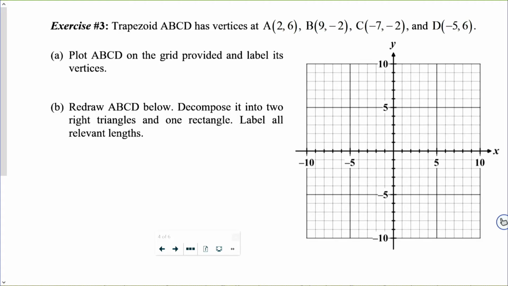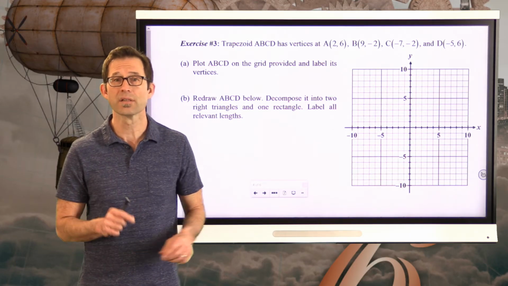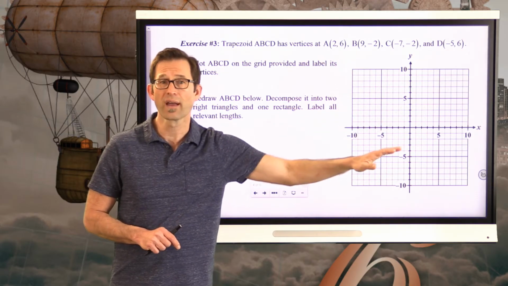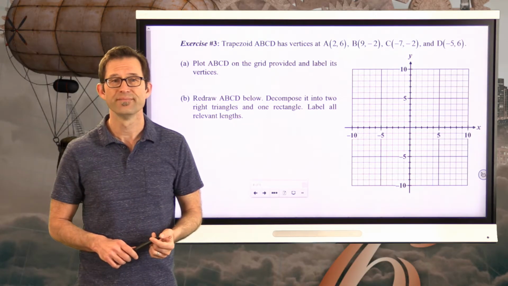Exercise number 3. Trapezoid ABCD has vertices at A (2, 6), B (9, -2), C (-7, -2), and D (-5, 6). Letter A, simple enough. Plot A, B, C, D on the grid provided and label its vertices. All right, we'll take a little bit of time. This is some excellent practice in terms of just plotting points in the coordinate grid. Plot them, then connect them with straight line segments so that you get trapezoid ABCD.